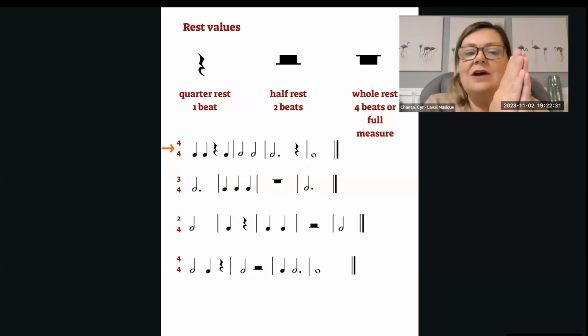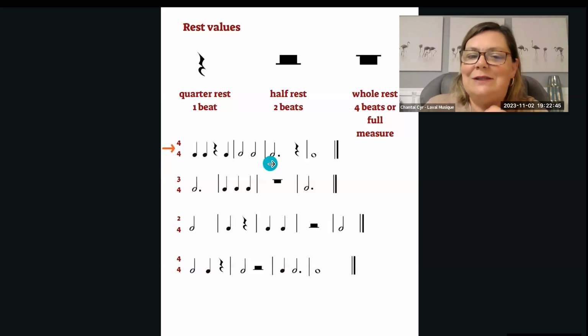La, la, sh, la, la, la, la, sh, la. So the dotted quarter note was 3 beats, and the whole note is 4 beats. That's why those were a little bit longer. You can also tap along with your foot.